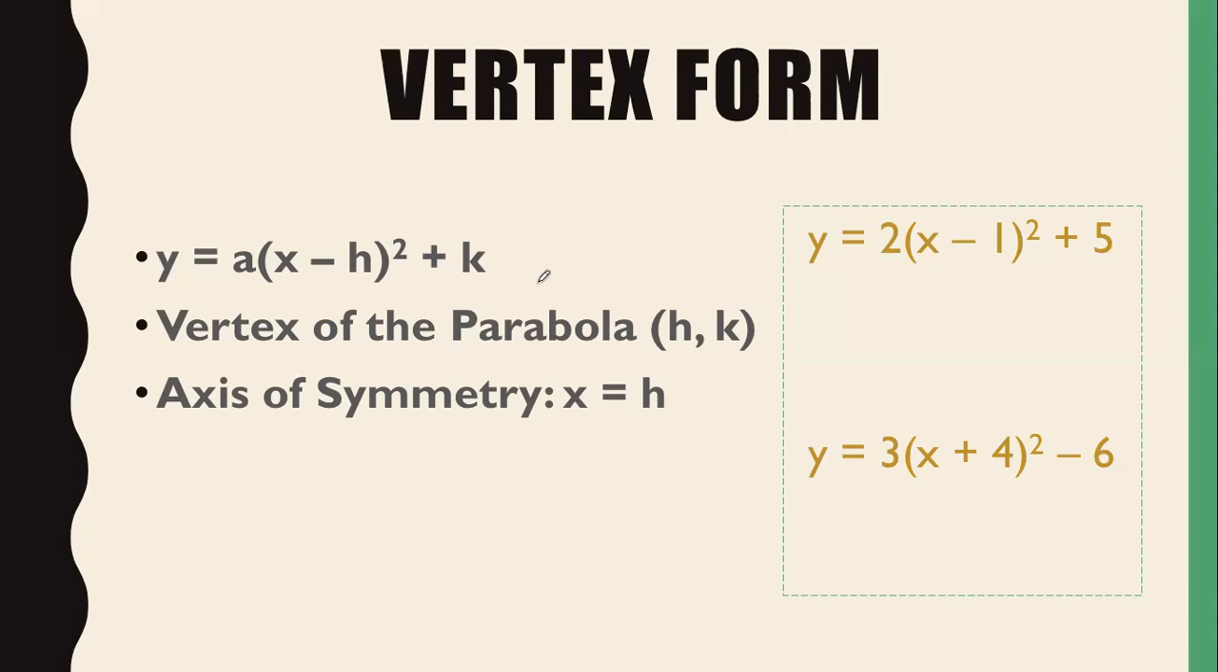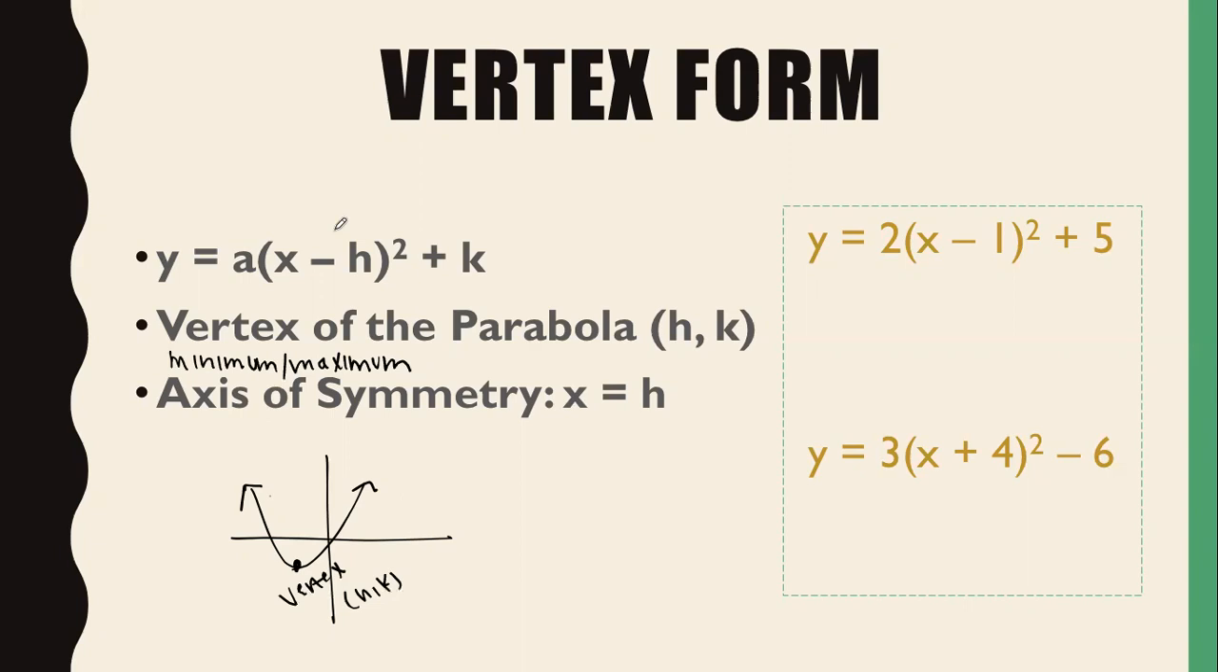So vertex form, we need to know what each of these letters represents. The vertex, does anybody remember what a vertex is when we're talking about a parabola? Let's say I graphed something like this. Yes, okay, so it's either the minimum or the maximum. So the vertex is either our minimum or our maximum. For this parabola in particular, the vertex would be the minimum. So this point right here represents the h and k in my vertex form.